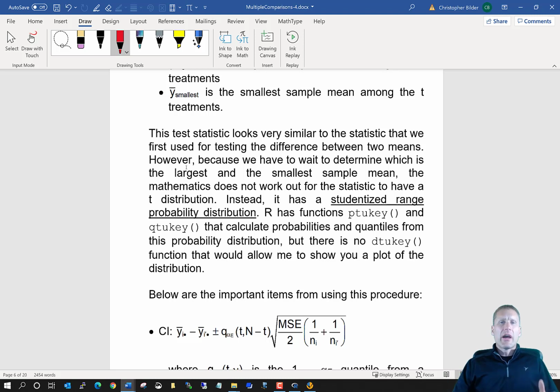It's not worth our time to go through what the distribution looks like or how you can plot it, because this is the only time that we're ever actually going to use this probability distribution. And also there's not a convenient way to actually graph the probability distribution in R. But I will tell you that there are functions such as ptukey and qtukey that allow you to find probabilities and quantiles with the distribution, just like what we've done before with so many other probability distributions.